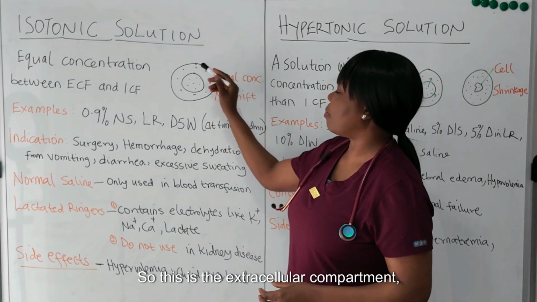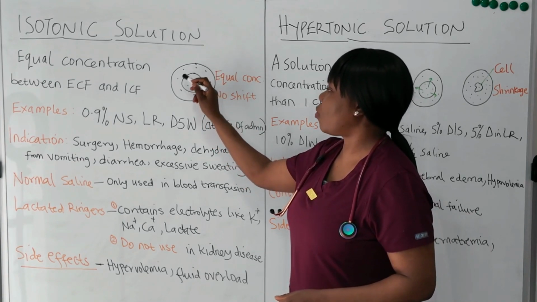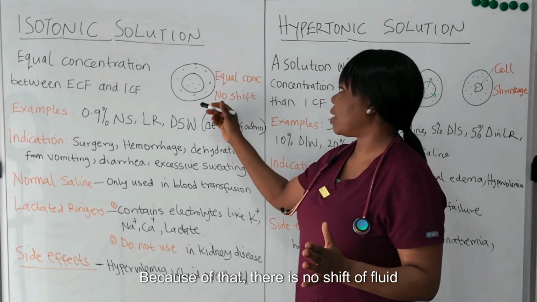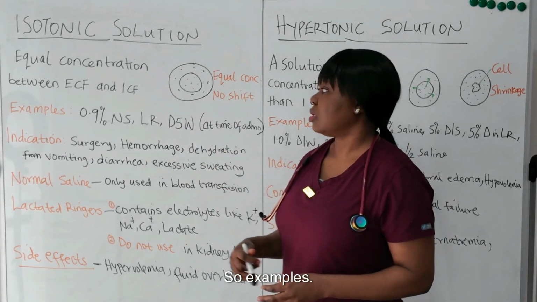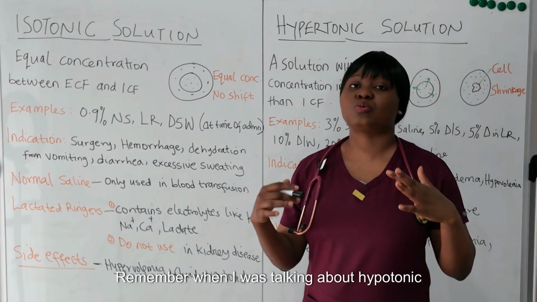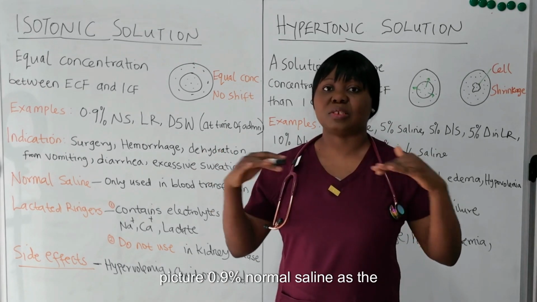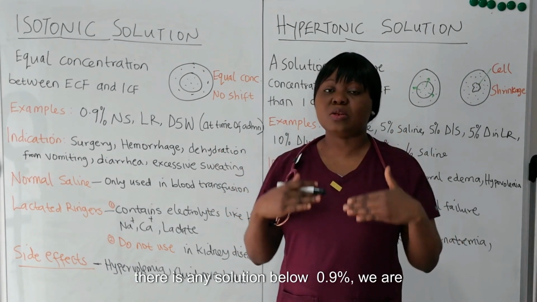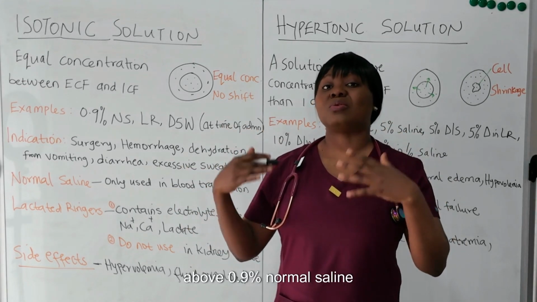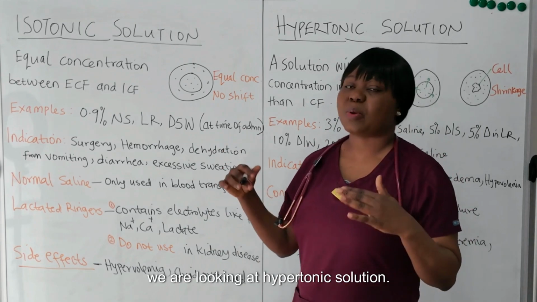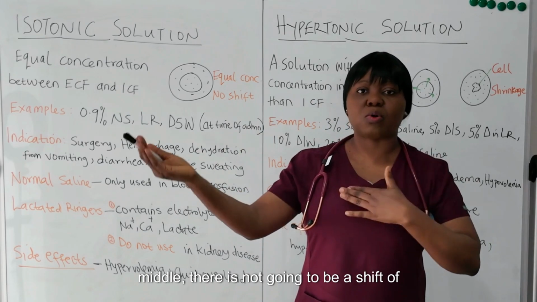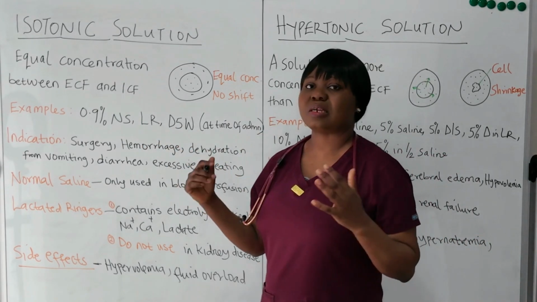This is the extracellular compartment, this is the intracellular. They have equal number of solutes. Because of that, there is no shift of fluid from one compartment to the other. So examples. The first one is 0.9% normal saline. Remember when I was talking about hypotonic solution, I asked you to picture 0.9% normal saline as the baseline. When there's any solution below 0.9%, we're looking at hypotonic solution. Above 0.9% normal saline, we're looking at hypertonic solution. So 0.9% normal saline is isotonic, it's at the middle. There's not going to be a shift of fluid from one compartment to another. Another one is lactated Ringer's solution.